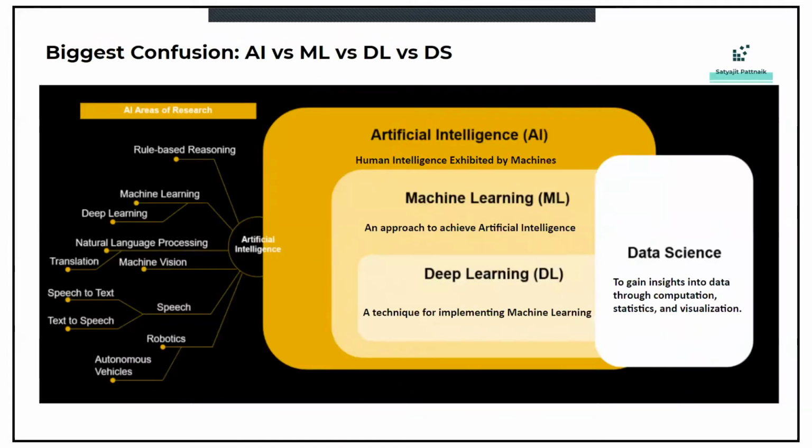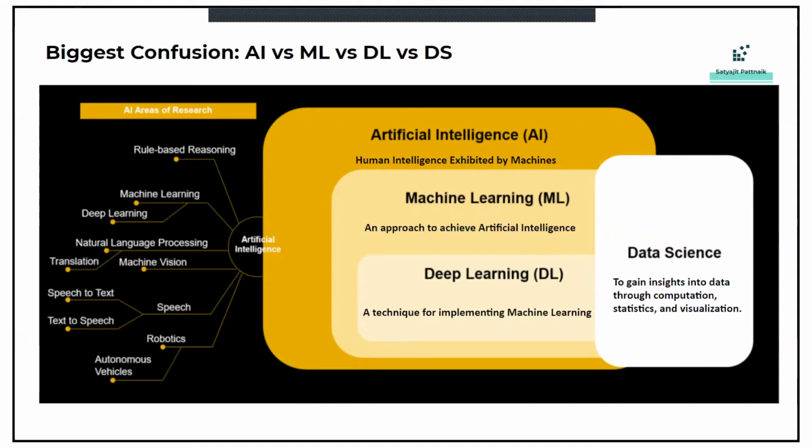And this is one of the biggest confusions. What is the difference between AI, ML, DL, and DS? We have already covered this particular topic in one of our previous videos. I'll share the link in the video itself, in the description as well. But this is how the difference between AI, ML, DL, and DS looks like.